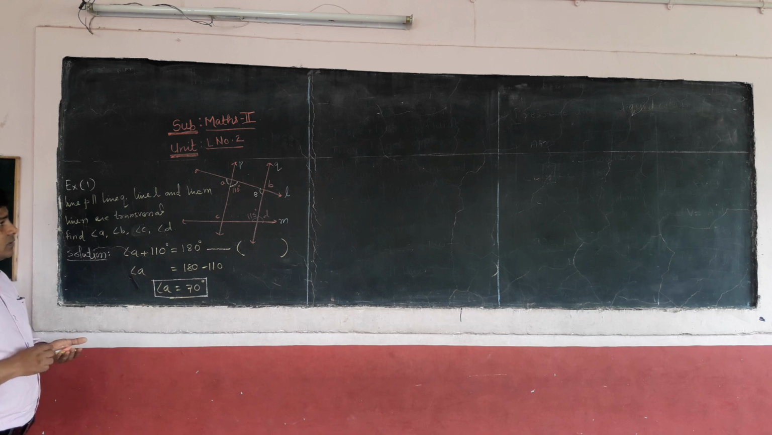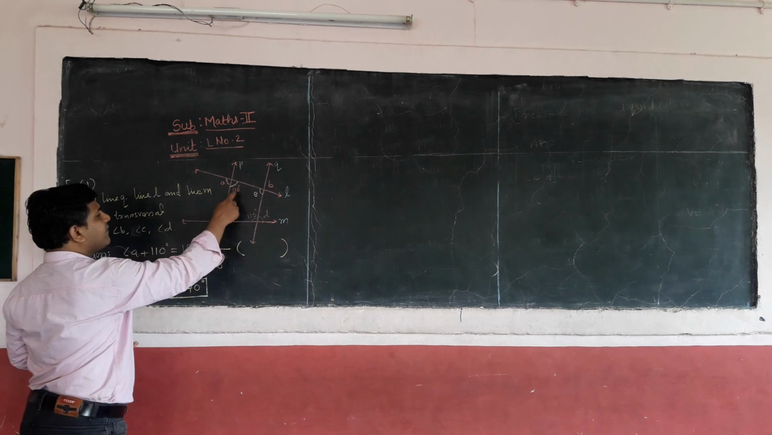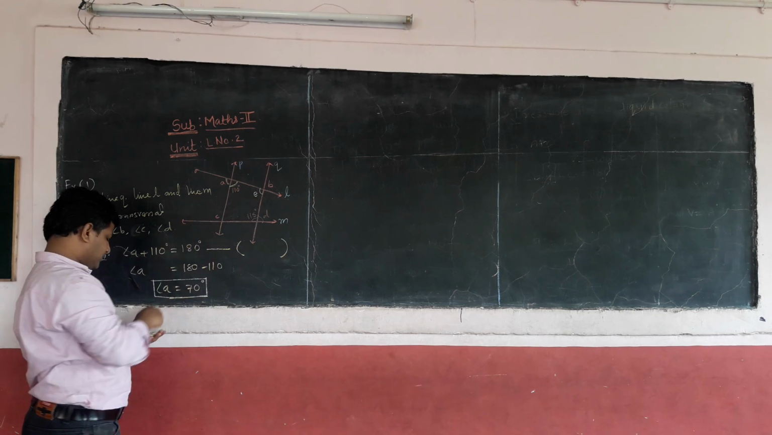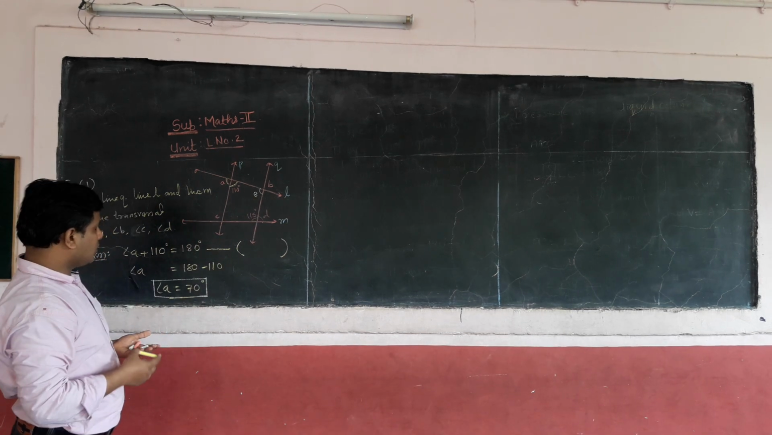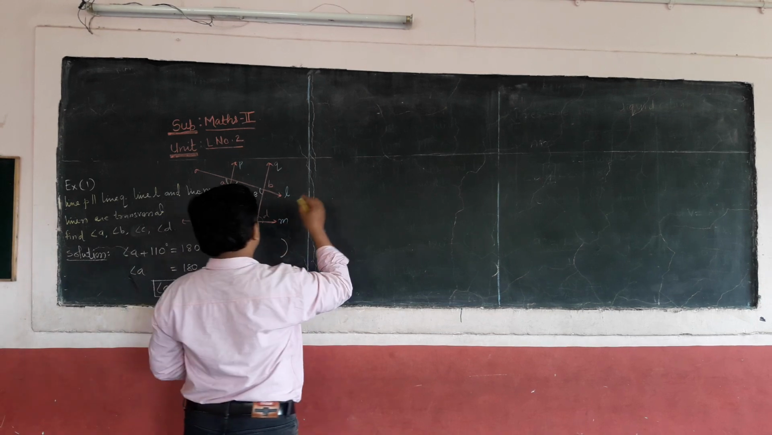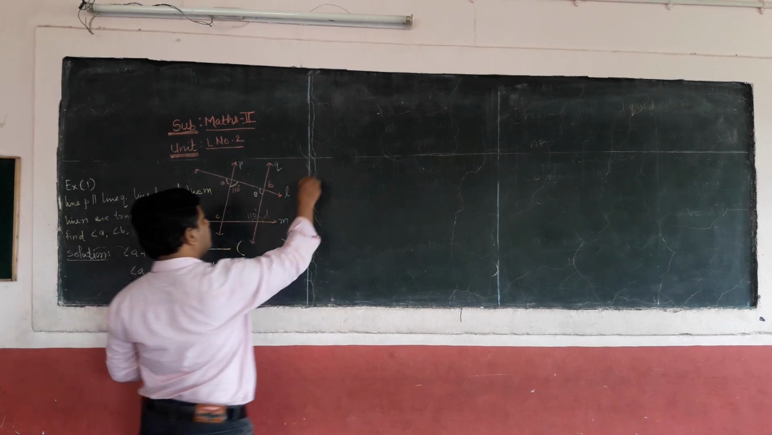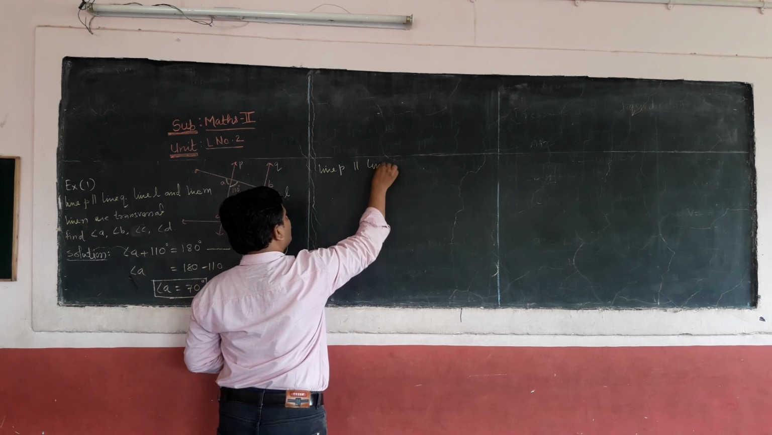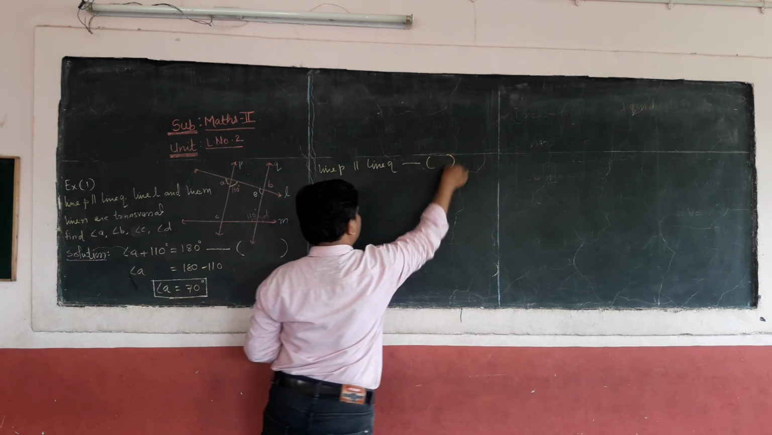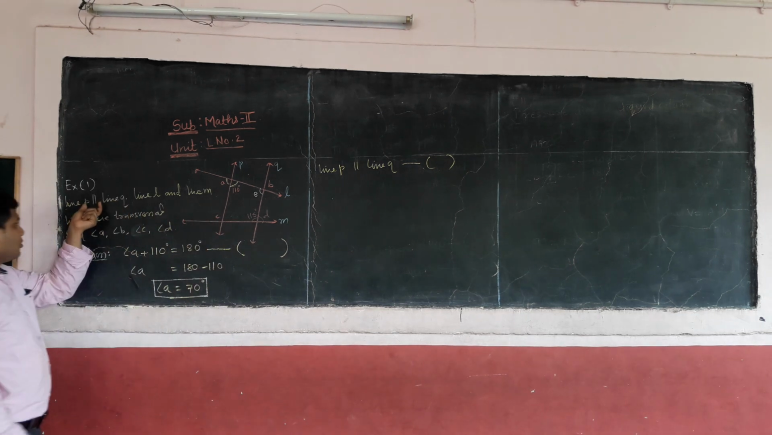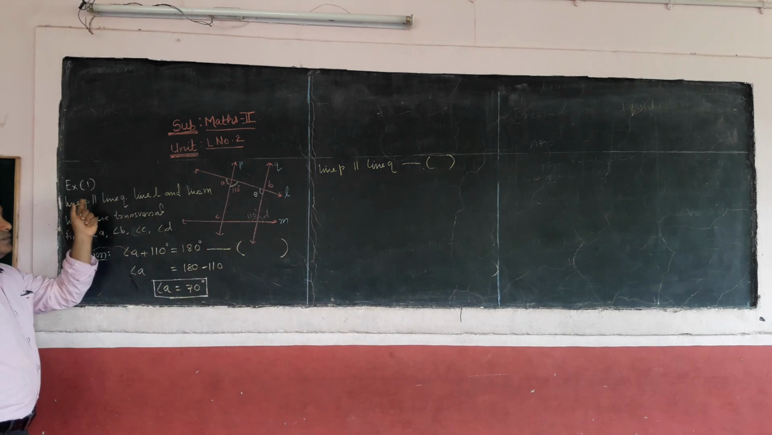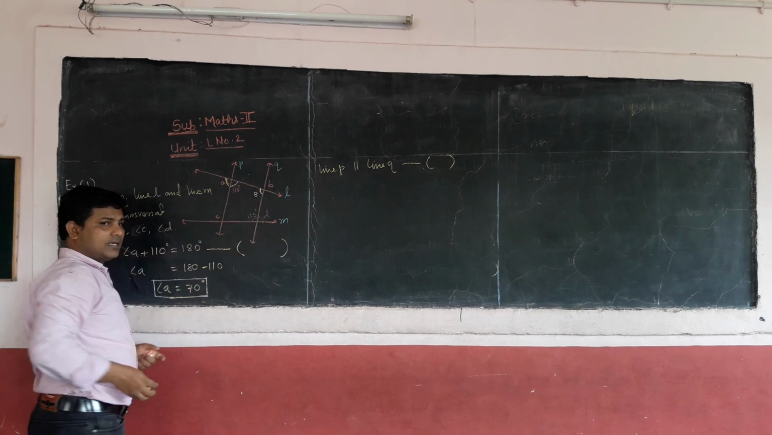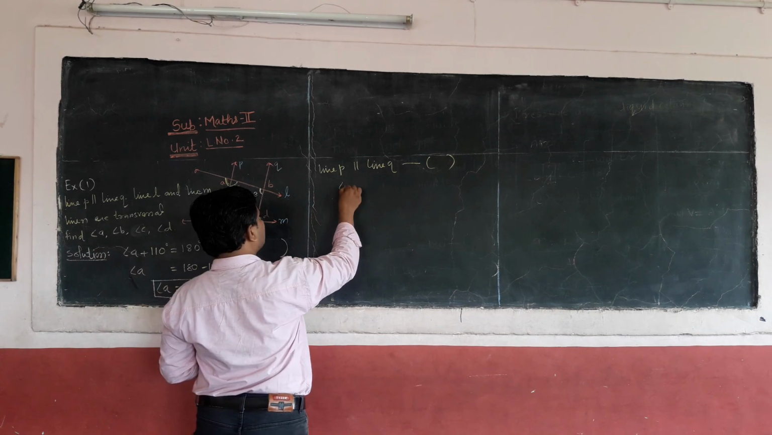Now let us see what is the relation between angle E and 110, or we can say angle E and A. Whether these two angles are congruent or not, and why they are congruent. Line P is parallel to line Q. What is the reason? Yes, correct, it is given. In the question you can see it is given. If these two lines are parallel, then what is the relation between angle A and angle E? Yes, angle A and angle E are congruent.